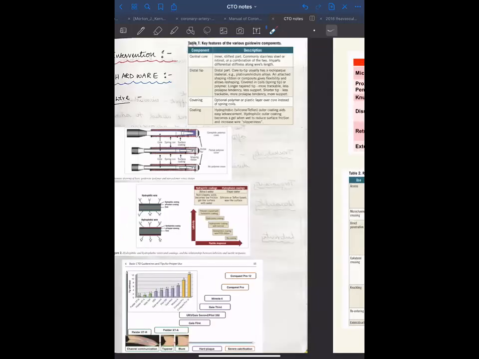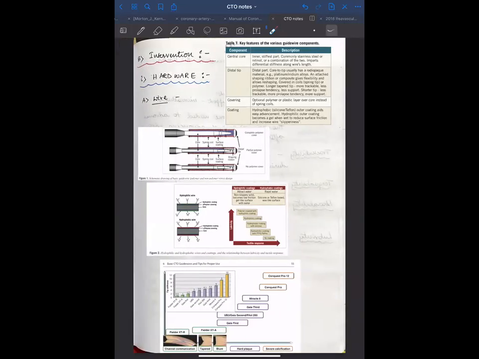Dimpu, that whatever is written in the top, that is stiffness or that is tip load?